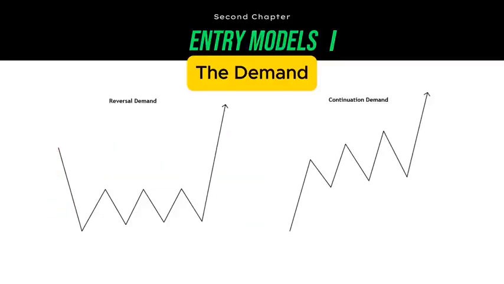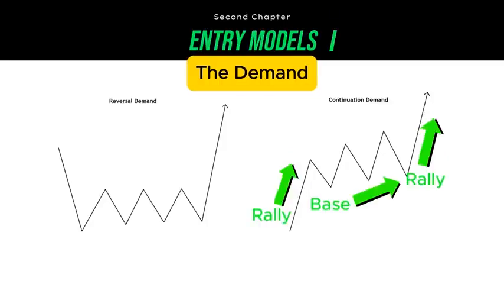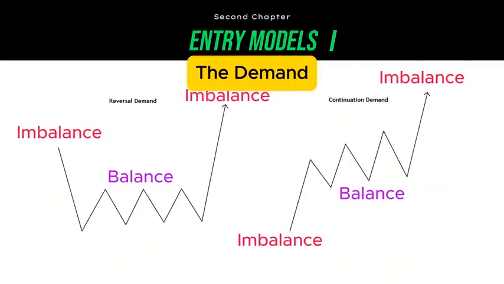Then the second type of demand is the continuation. The continuation is seen by a significant upside movement, then a slow upside movement, and another significant upside movement. This market movement is named a rally, base, rally. So you should be able to notice how the market is balanced. Then it breaks the balance and becomes an imbalanced or inefficient market, and the market looks to rebalance itself.